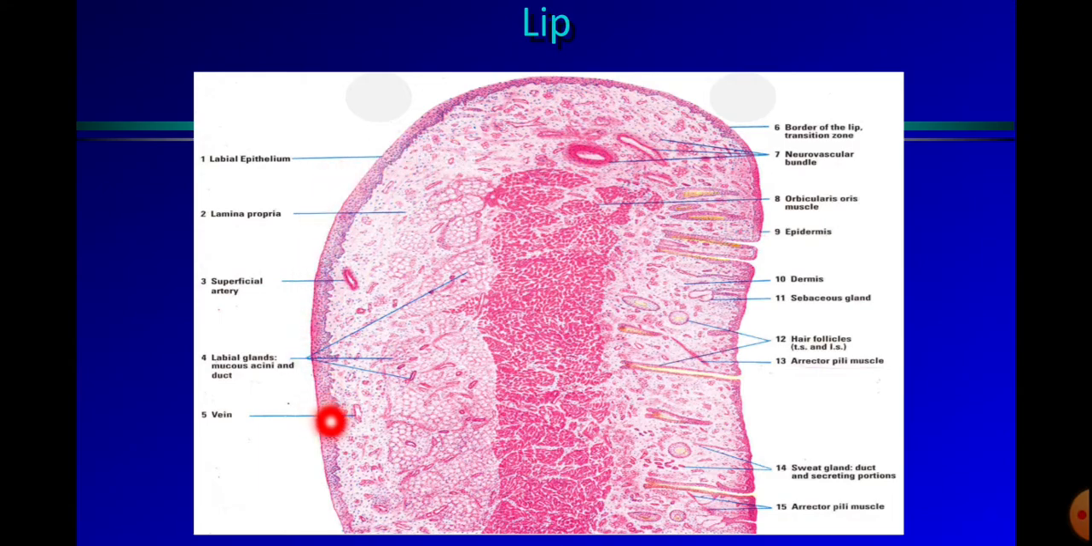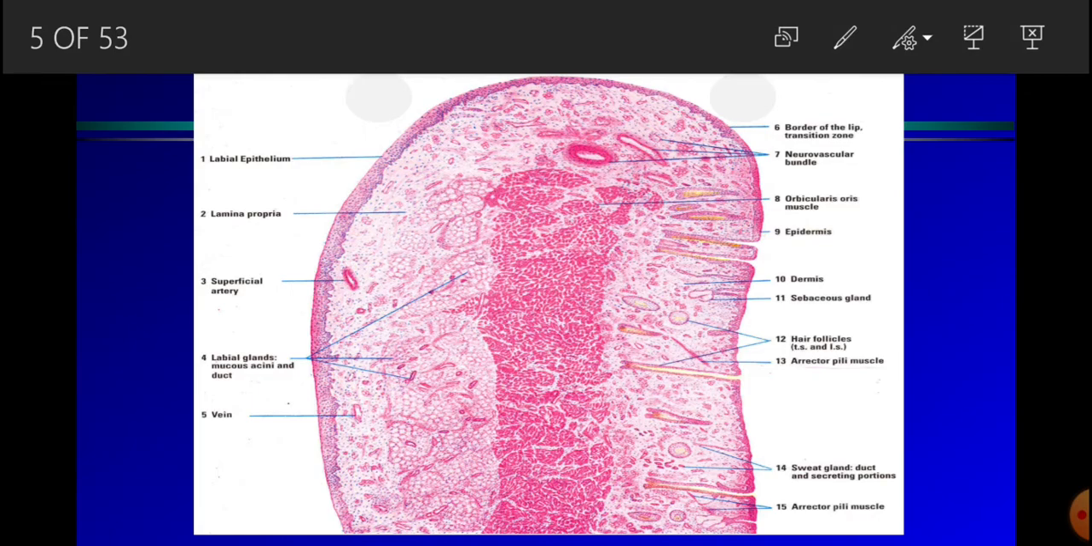The inner aspect is lined by the stratified squamous non-keratinized epithelium, which forms the oral mucosa. Underneath that, there are a number of labial salivary glands. Okay, so this is the structure of the lip. We'll zoom in here.